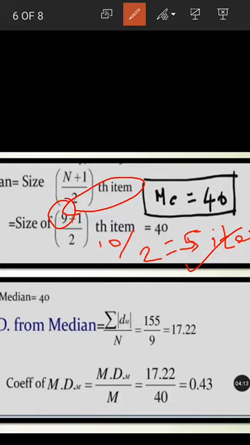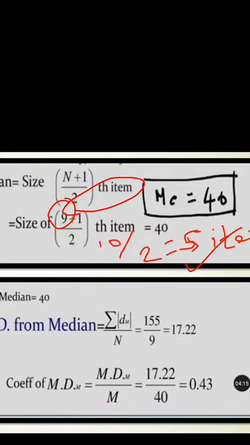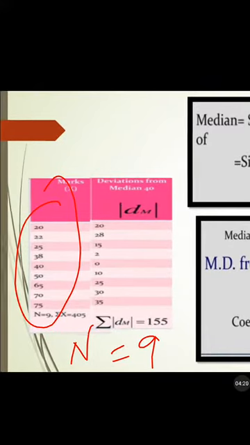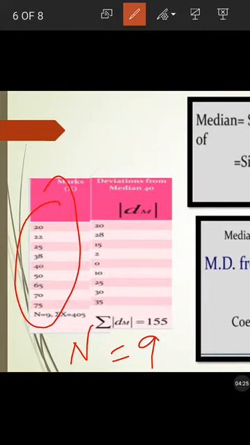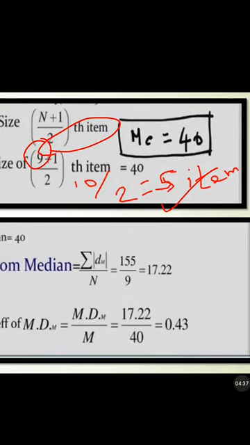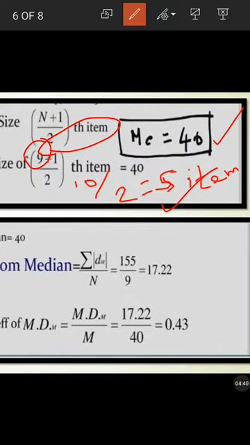From the arranged values, we have to see which is the fifth value. Let us count: this is 1, this is 2, 3, 4, 5. So what is the value of median? Median is 40. That is what I have written here: median is equal to 40. This is how we should calculate median. I have put a separate video on how to calculate median in the previous classes; you can go and check it out.